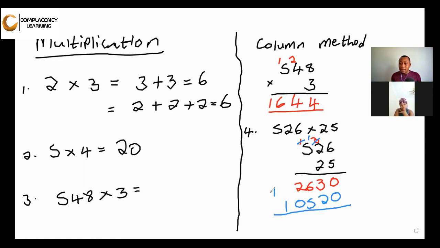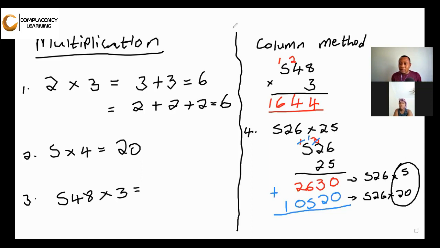After that, I'm gonna add them, right? So this number here, 2630, how did I get it? 2630, I got it from 526 times 5. You understand? And then this one here at the bottom, what did I get it from? 526 times 20. You get it? Because 25 is made from 20 plus 5. So these are 20 and 5. I multiplied by them. You get what I'm saying?